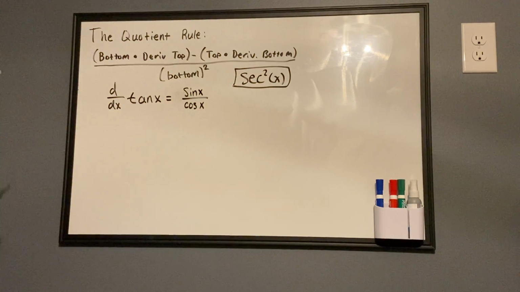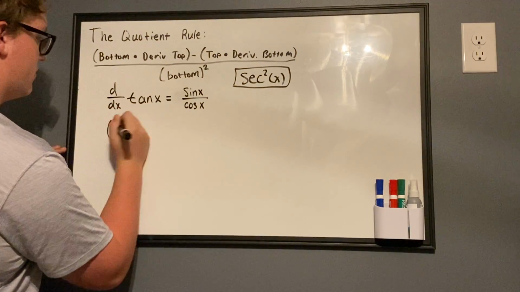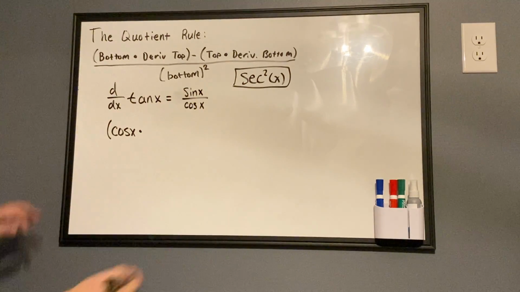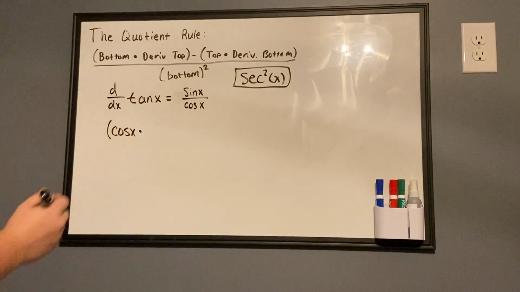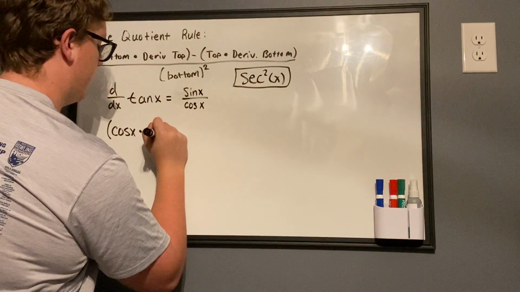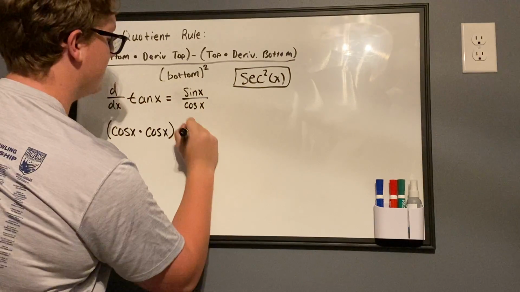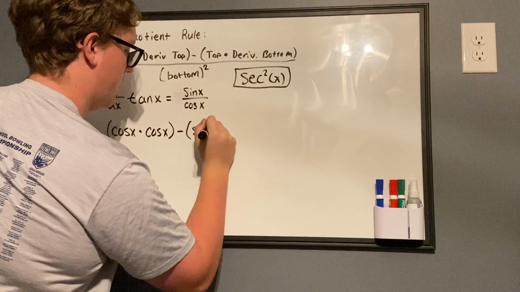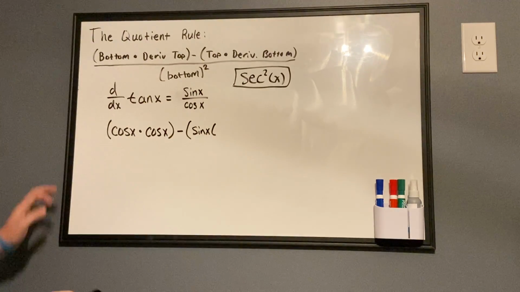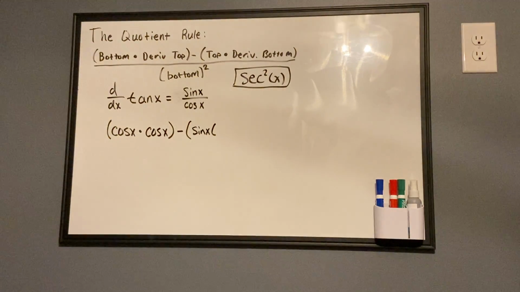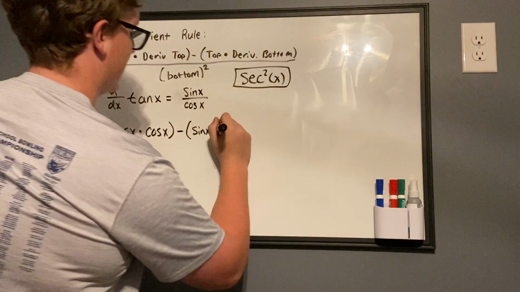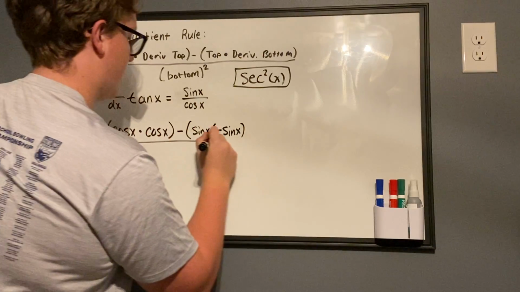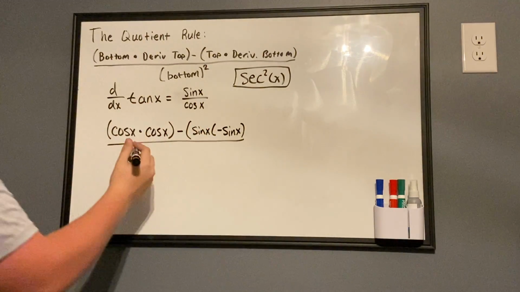So let's go ahead and do everything. So we have the bottom function, which is cosine of x, times the derivative of the top. Well, the derivative of sine x is going to be cosine of x, minus the top function, which is sine x, times the derivative of the bottom, and we know the derivative of cosine x is negative sine x. And this is all going to be over the bottom function squared, so cosine squared of x.